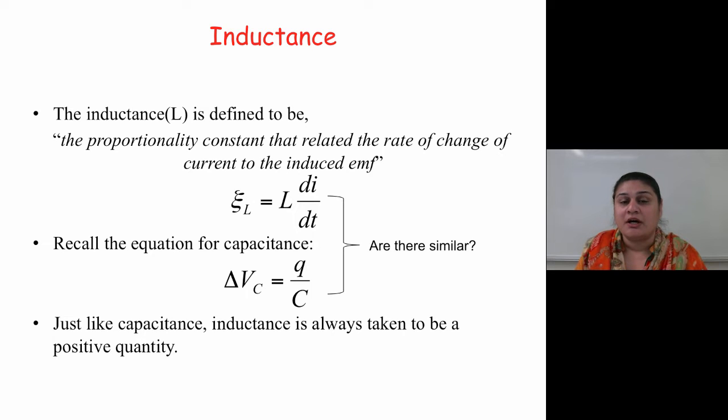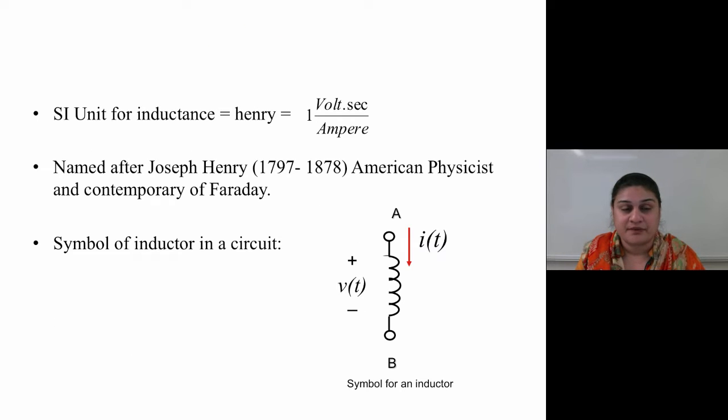Also, remember the equation for capacitance, delta Vc equals Q over C. Just like capacitance, inductance is always taken to be a positive quantity. The unit for inductance is the Henry, and 1 Henry equals 1 volt second per ampere, named after Joseph Henry, the American physicist and contemporary of Faraday. So the symbol of an inductor in a circuit would be something like this.